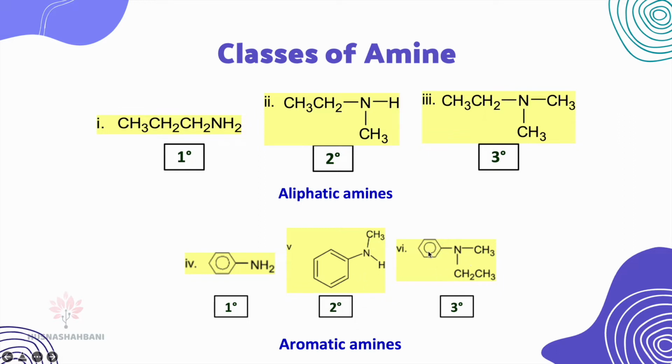And the next example, the benzene ring directly attached to N, and this N has 3 alkyl groups, or 2 alkyl groups and 1 aryl group, so 3 R groups in total. This is the tertiary amine.